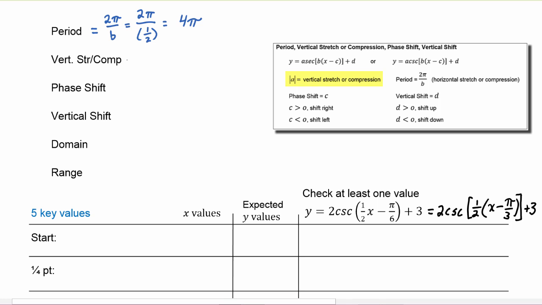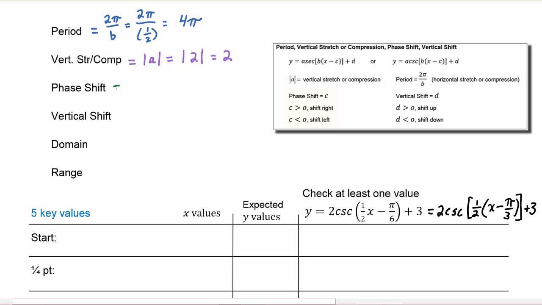The vertical stretch or compression comes from the absolute value of A, and A is equal to 2. So we're taking the absolute value of 2, which is 2. So this will be a vertical stretch. Every y value will be multiplied times 2.